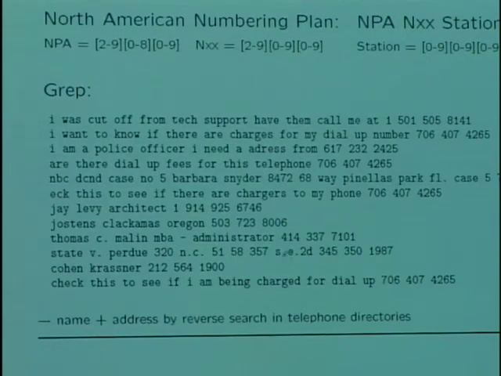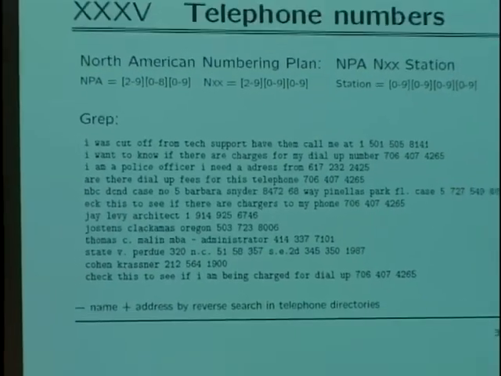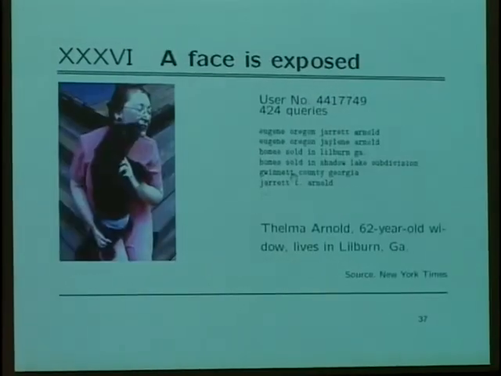And what you would do is look up the telephone number by reverse search in some telephone directories to identify name and address, and so you have an identification of that user. There are also some false positives. Probably this one is a false positive: "I am a police officer. I need the address from 123." I'm not sure if the user who submitted this is actually a police officer. By these kinds of techniques, it is possible to identify users.